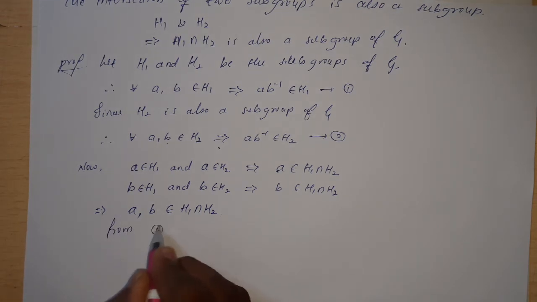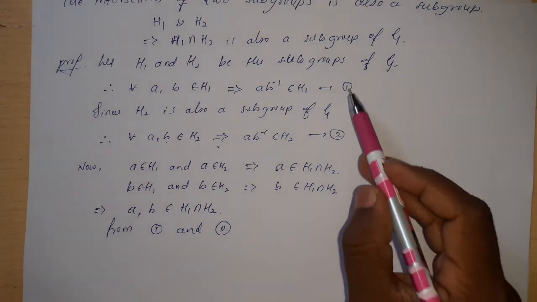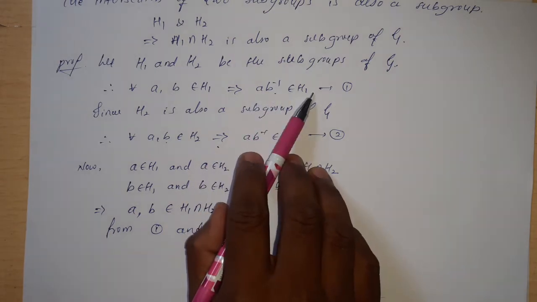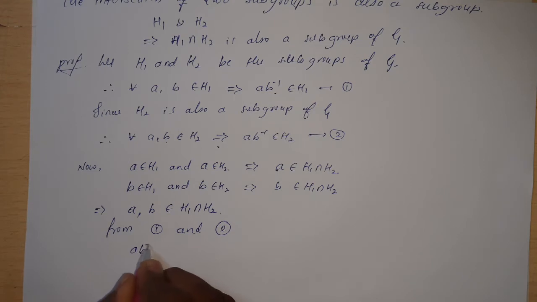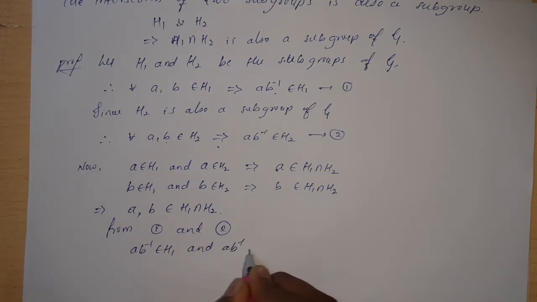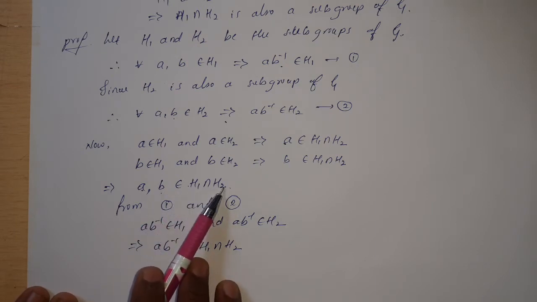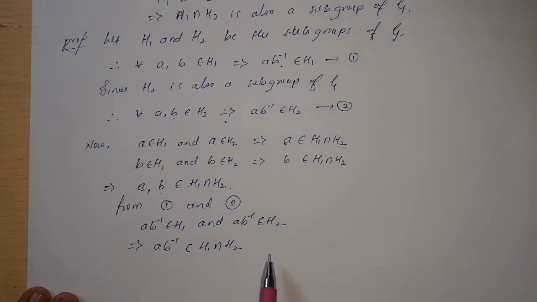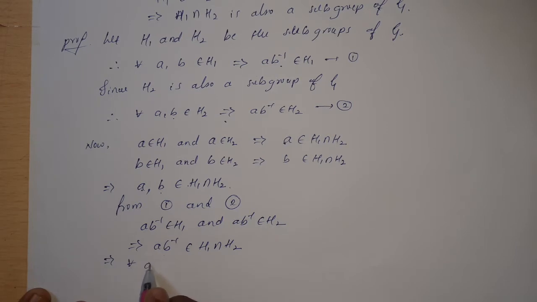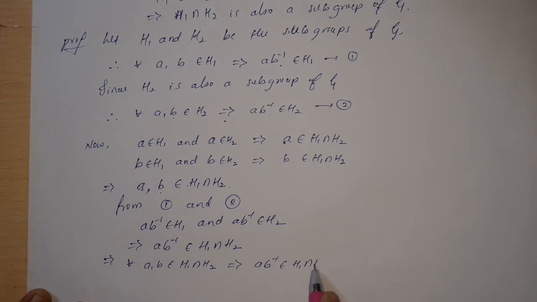And from expressions 1 and 2, in 1 we have AB inverse belongs to H1, and AB inverse belongs to H2, right? So from 1 and 2 we can write AB inverse belongs to H1 and AB inverse belongs to H2. It implies AB inverse belongs to H1 intersection H2, right? So now A and B are elements of H1 intersection H2 and AB inverse is also an element of H1 intersection H2. Therefore, we can write the conclusion: for all A, B belongs to H1 intersection H2, it implies that AB inverse belongs to H1 intersection H2. So H1 intersection H2 is a subgroup of G. Hence the proof.